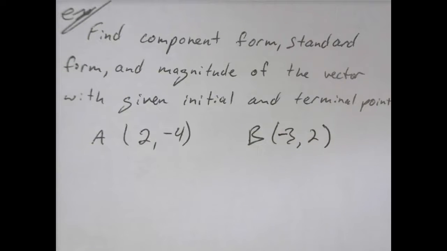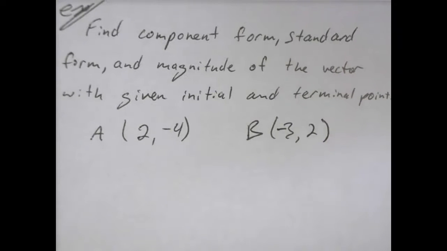All right, so say we're given a problem like this. Find the component form and standard form and magnitude of the vector with given initial and terminal points.